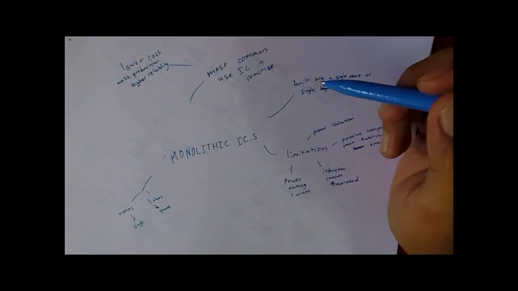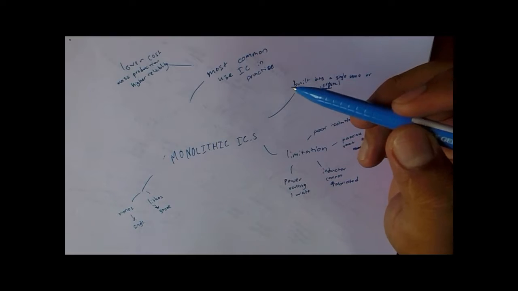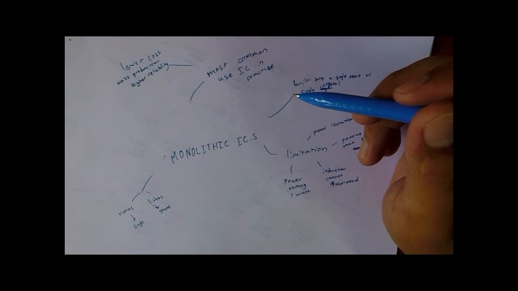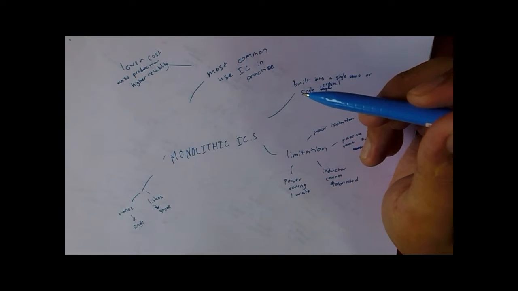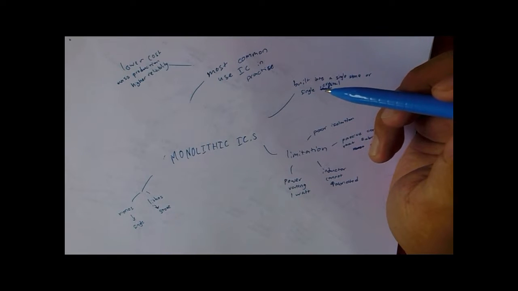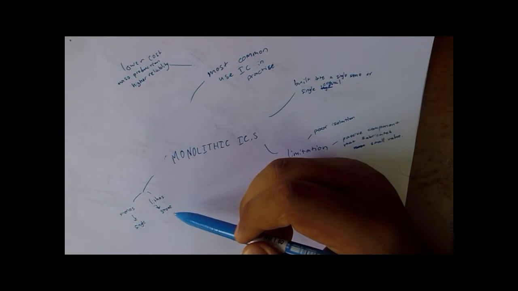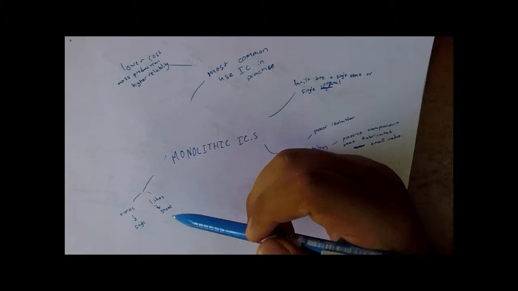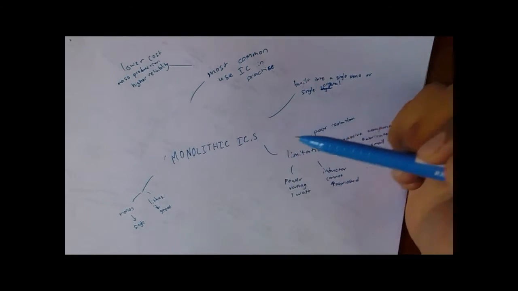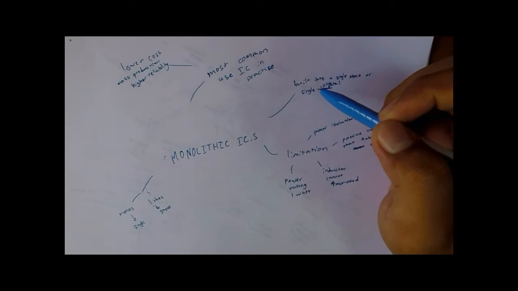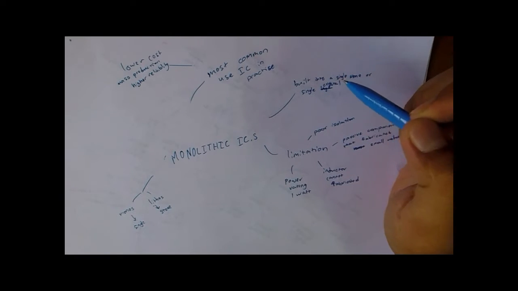Next we're going to talk about monolithic ICs. The name comes from the Greek words monos and lithos, where monos means single and lithos means stone, because monolithic ICs are built into a single stone or single crystal.